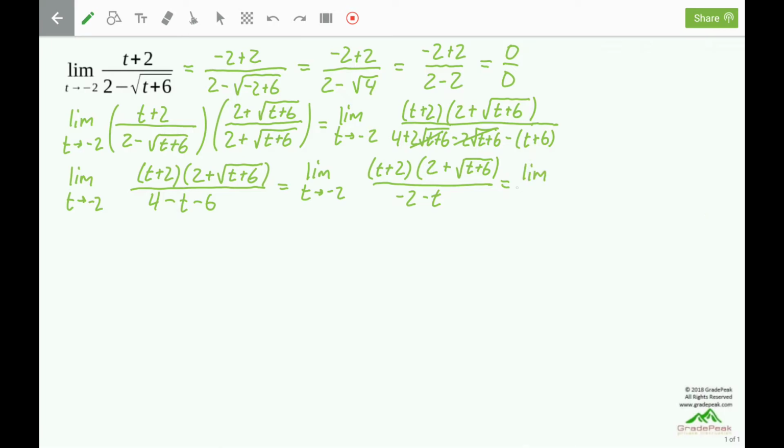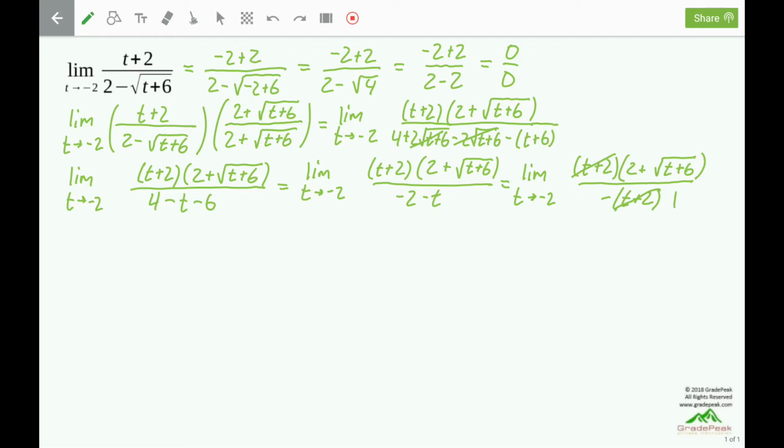And we have limit as t goes to -2 of t plus 2 times 2 plus the square root of t plus 6. And in the denominator, factoring out the negative will give me opposite sign on each of those terms. I'll just write it in reverse order, so I will say t plus 2. And the t plus 2's can now cancel. Now those were what was making 0 over 0, so once we cancel them, we should no longer have the 0 over 0.